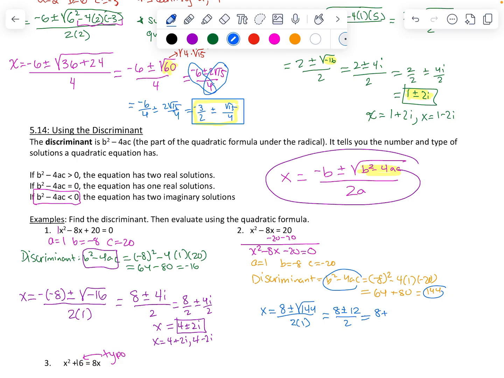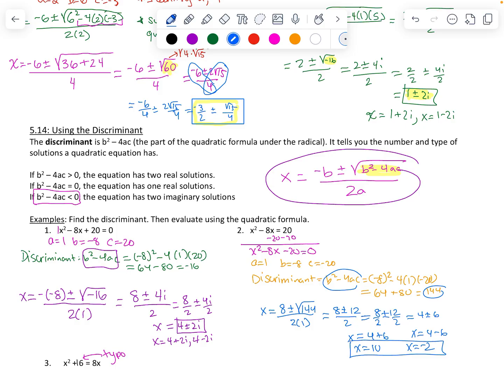So I'm going to get 8 plus 12 over 2. And I'm actually going to write it a different way. I'm going to do 8 over 2 plus or minus 12 over 2. That gives me 4 plus or minus 6. So then that's going to split up to 4 plus 6 and 4 minus 6. So I get x equals 10 and x equals -2. And as I predicted with my discriminant, because it was positive, I do have two real answers.